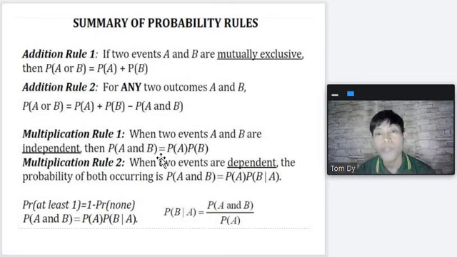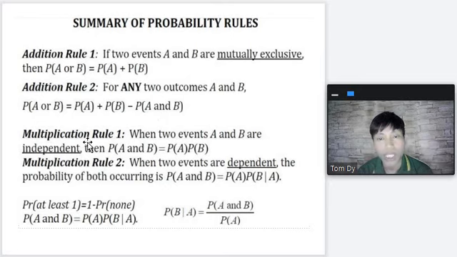So to sum up, here is our summary of probability rules. Addition rule 1: if two events A and B are mutually exclusive, then the probability of A or B equals the probability of A plus the probability of B. Addition rule 2: for any two outcomes A and B, the probability of A or B equals the probability of A plus the probability of B minus the probability of A and B.